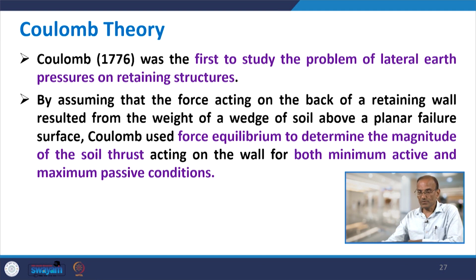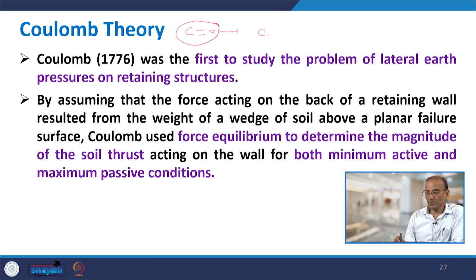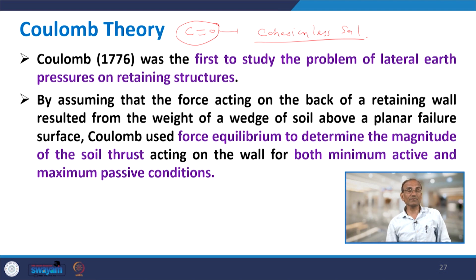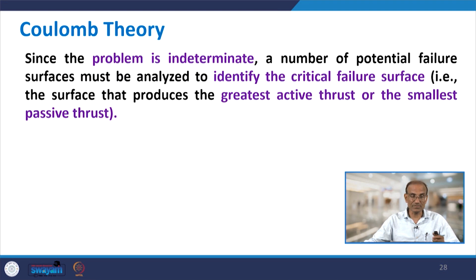First of all, in Coulomb theory, one difference compared to Rankine is that here we assume that c equal to 0. That means this theory we are going to discuss only for cohesionless soils, not cohesive soils. So compared to Rankine, this is the limitation. However, what is the positive point for this theory? In the Rankine theory, we assume that the wall is smooth and vertical. In this case, it is not necessary that your wall should be vertical as well as smooth.